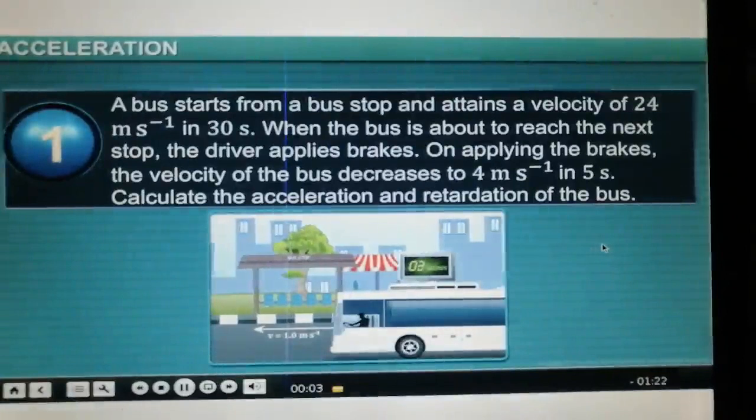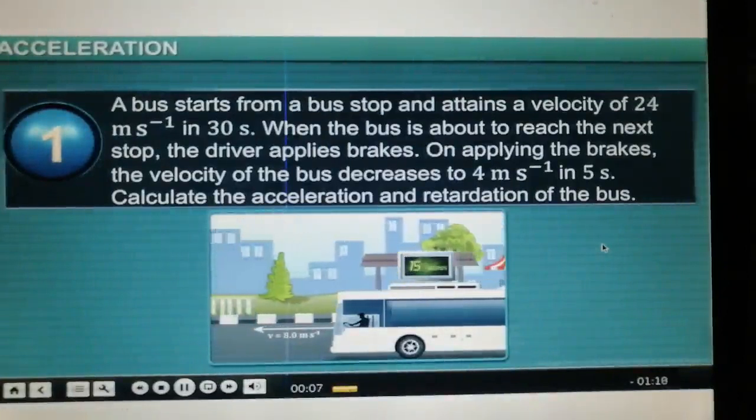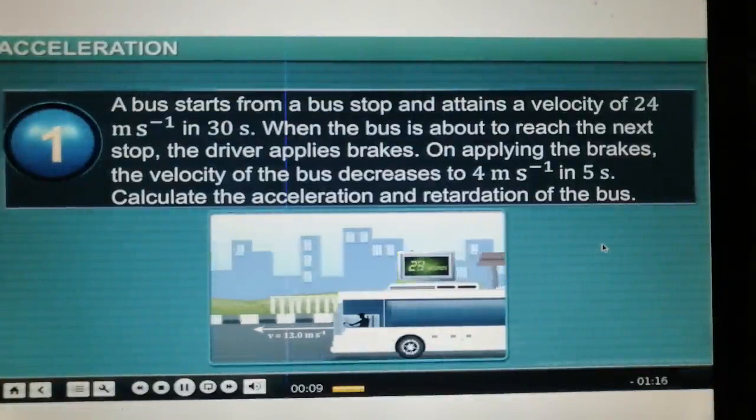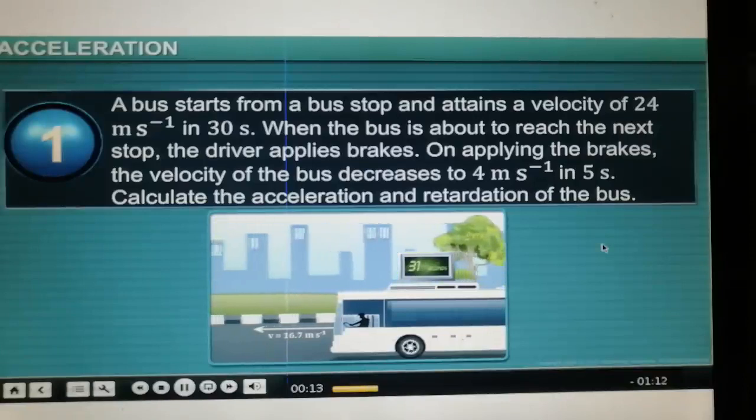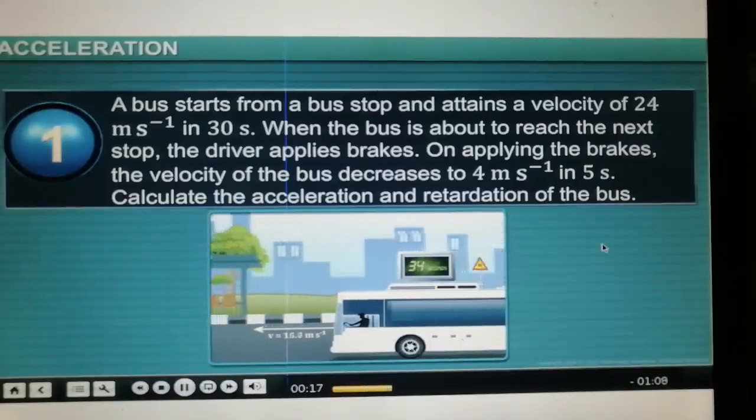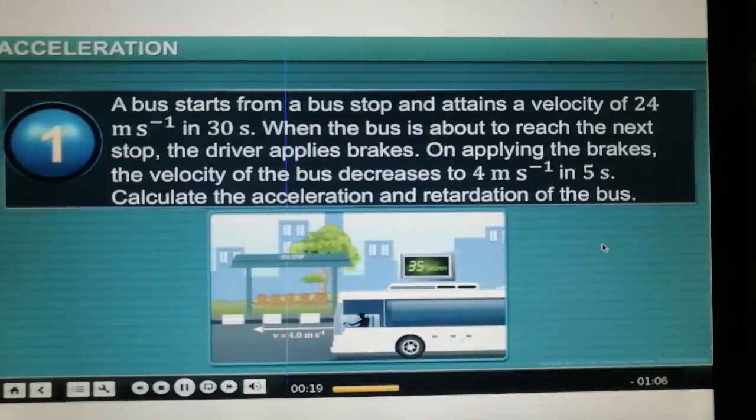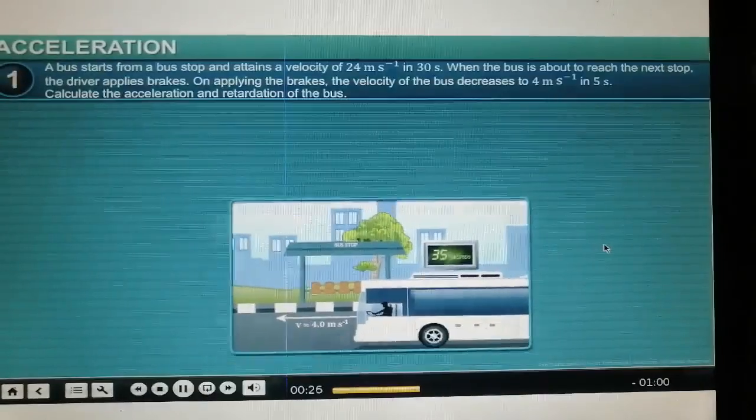A bus starts from a bus stop and attains a velocity of 24 meters per second in 30 seconds. When the bus is about to reach the next stop, the driver applies brakes. On applying the brakes, the velocity of the bus decreases to 4 meters per second in 5 seconds. You need to calculate the acceleration and retardation of the bus.